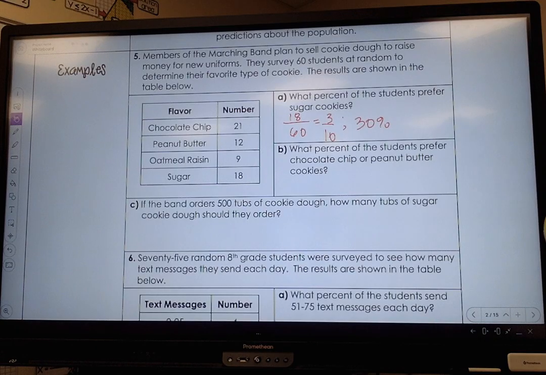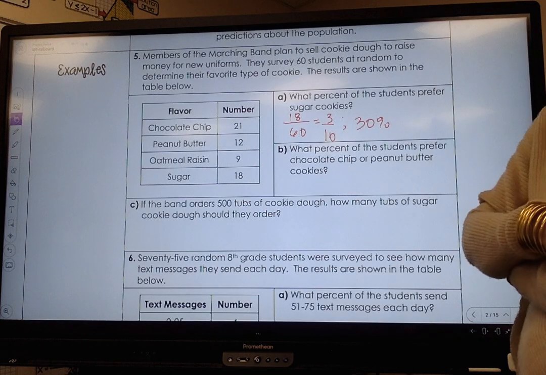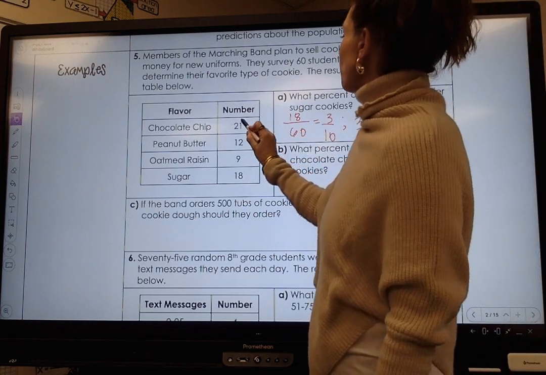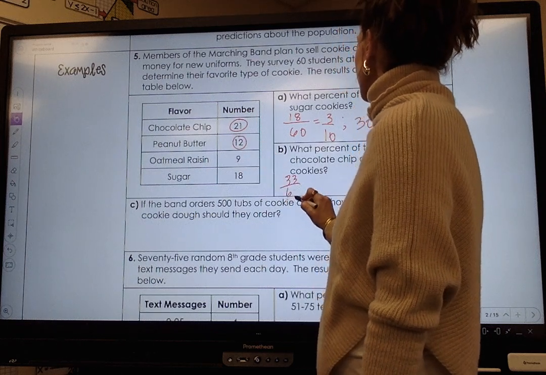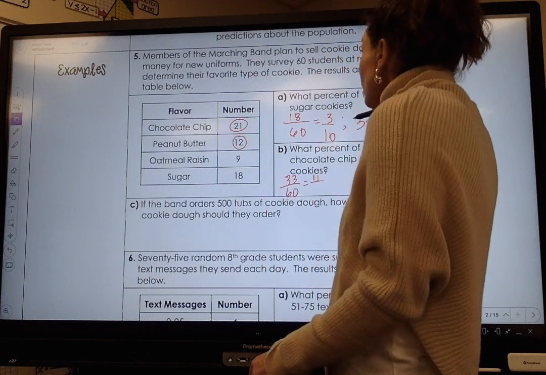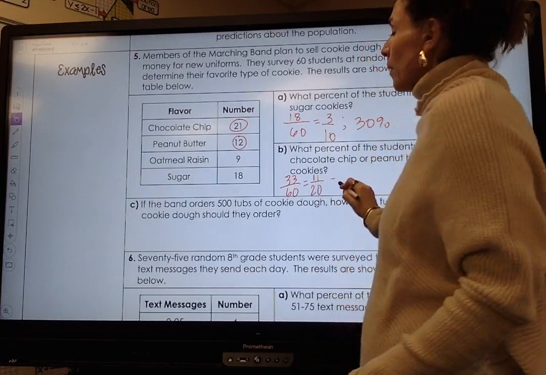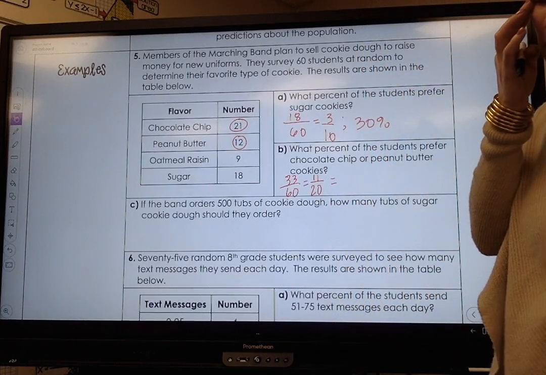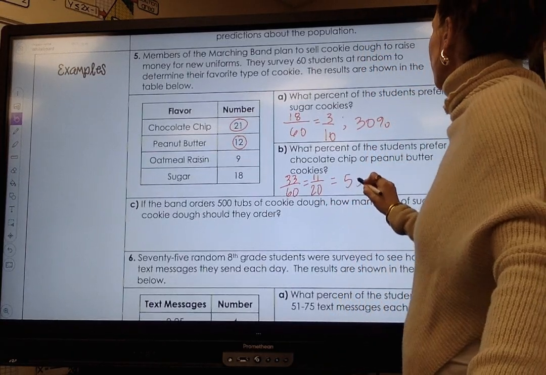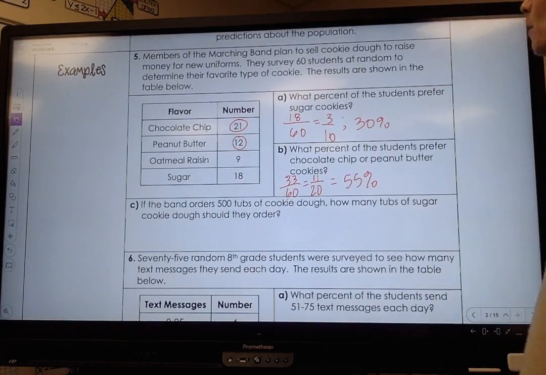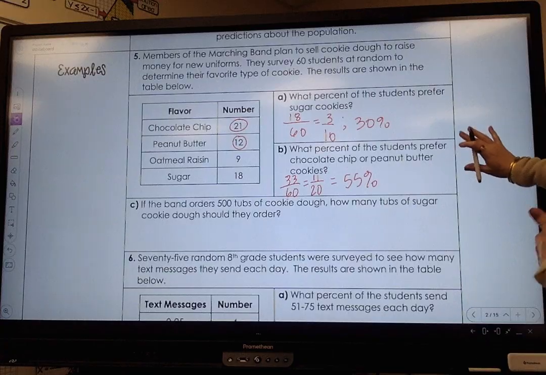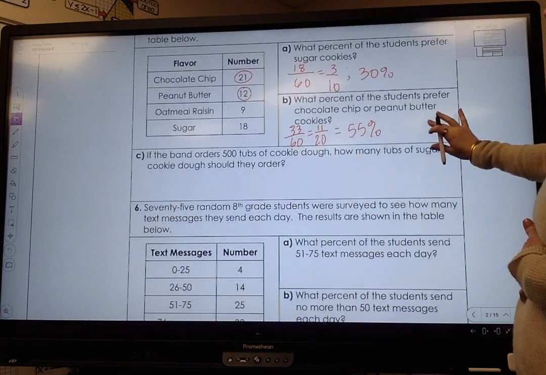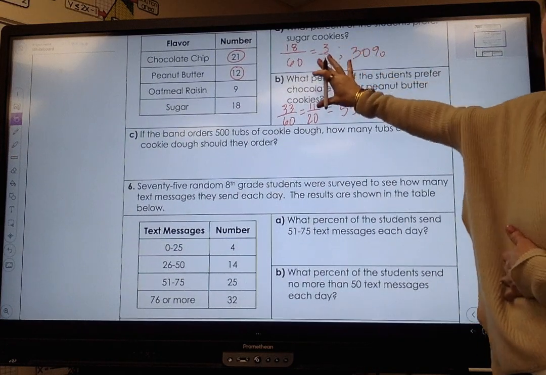What percentage of the students prefer chocolate chip or peanut butter? So chocolate chip or peanut butter, that's 33 out of 60, which is 11/20, which is 55% of the population.